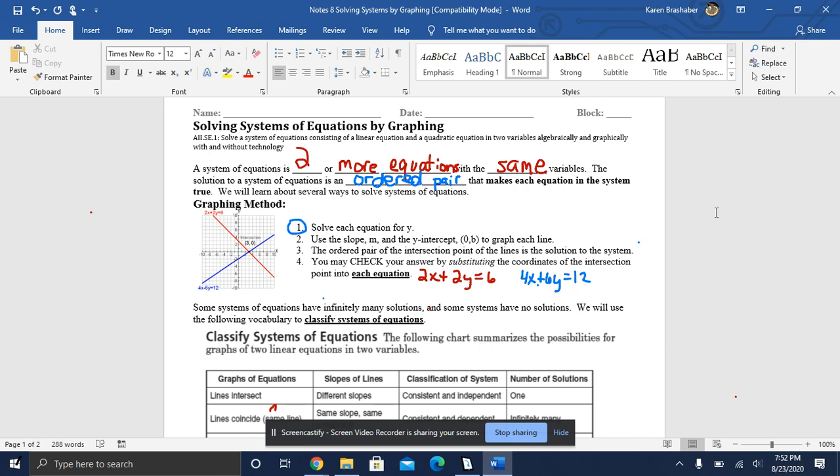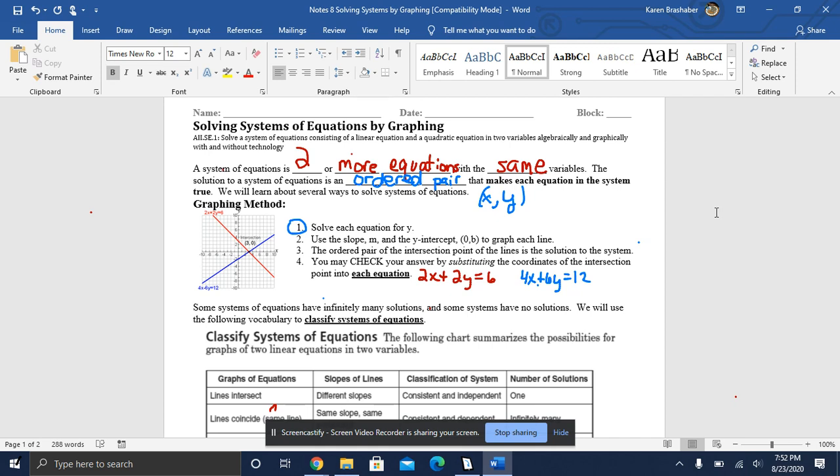And so for the introduction to this unit, a system of equations is two or more equations with the same variables. And when we find a solution to the system of equations, we write that as an ordered pair. So remember that ordered pairs have parentheses. The x comes first, comma, and then the y comes second. You write ordered pairs in parentheses.